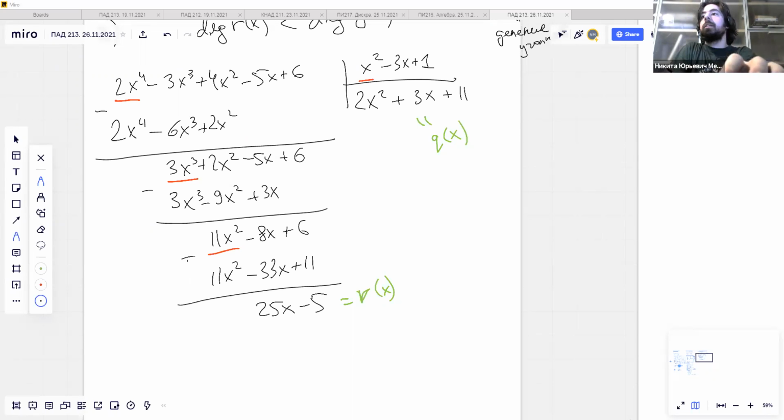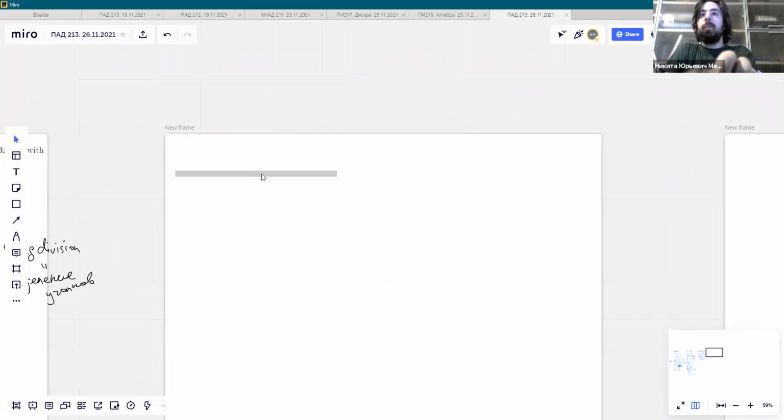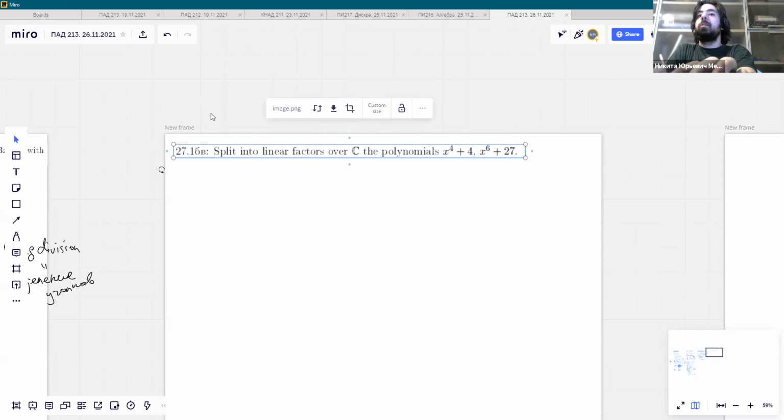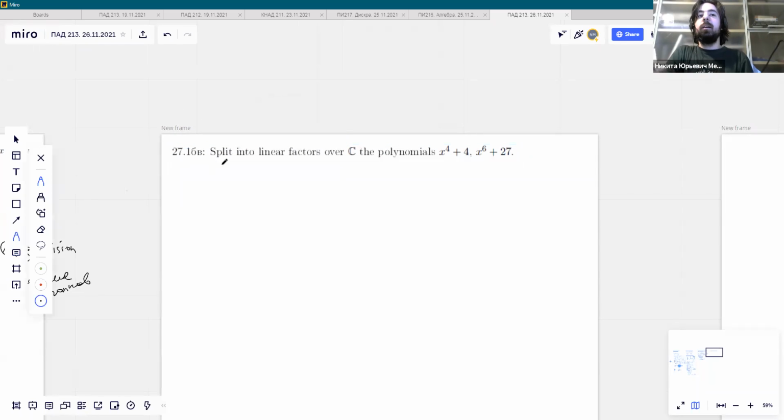So the next problem uses Bezout's theorem someone wanted to talk about. It is not a problem, it's two problems. Two problems is twice as good as one problem. So I have some polynomials. Let me start with the simpler one, this one. And I want to split it into linear factors.